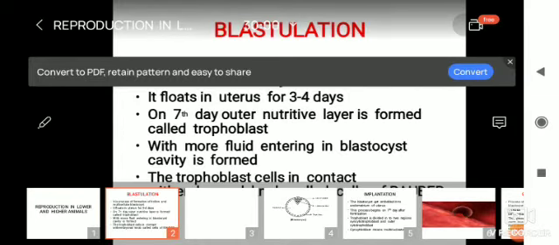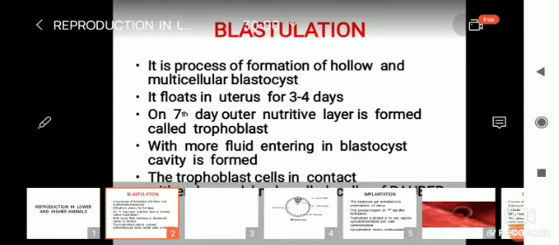This zygote becomes a blastula. Blastula means what? It has a cyst-like appearance. It is hollow and multicellular. It floats in the uterus for 3 to 4 days. It cannot get attached or embedded in the uterine wall because of the presence of the zona pellucida, but later on it gets disintegrated due to hormonal action.